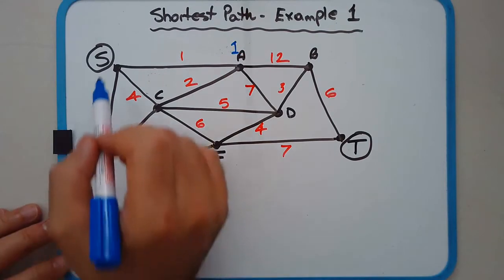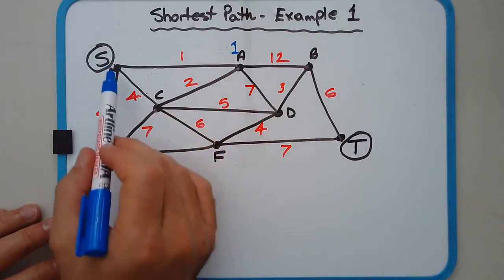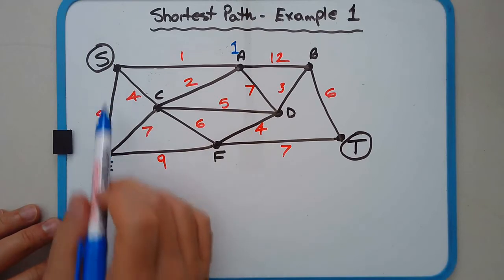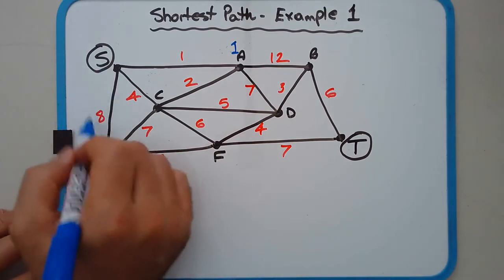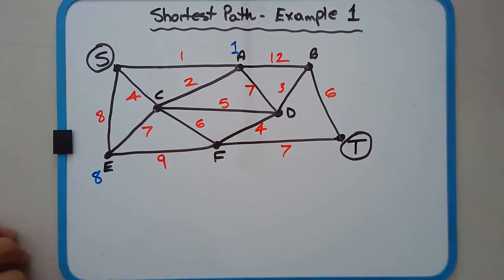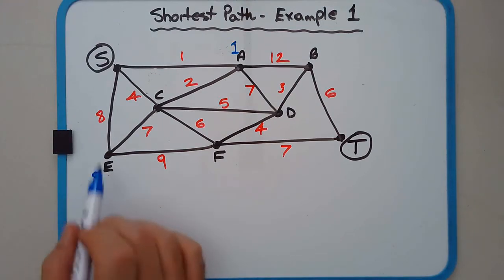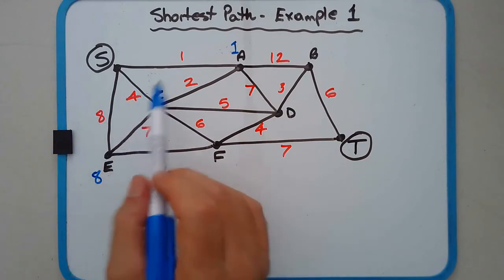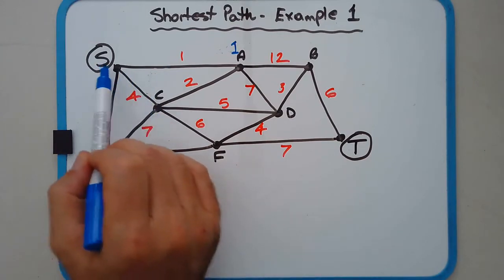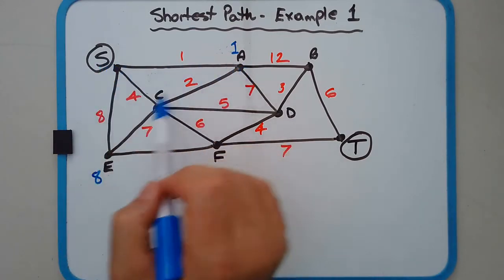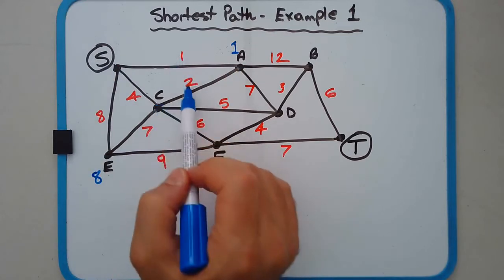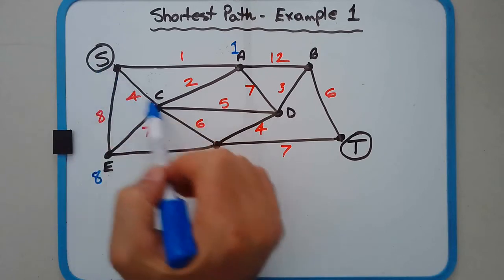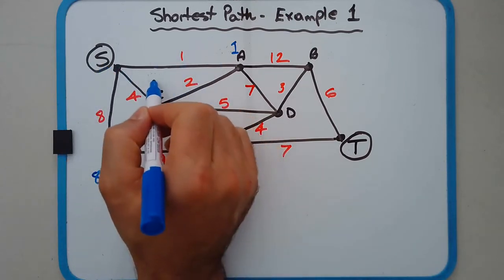Okay. From S to E, we can either go SCE, but SE is certainly the more direct way, and it's actually the way that's going to give us the lowest weight or the least cost. That's 8. Now SC is 4. But you can see that to get to C, we can also go via A. So SAC is in fact going to take 3 units, 1 plus 2. It's going to be quicker than going direct from S. So I'm going to put the number 3 there.